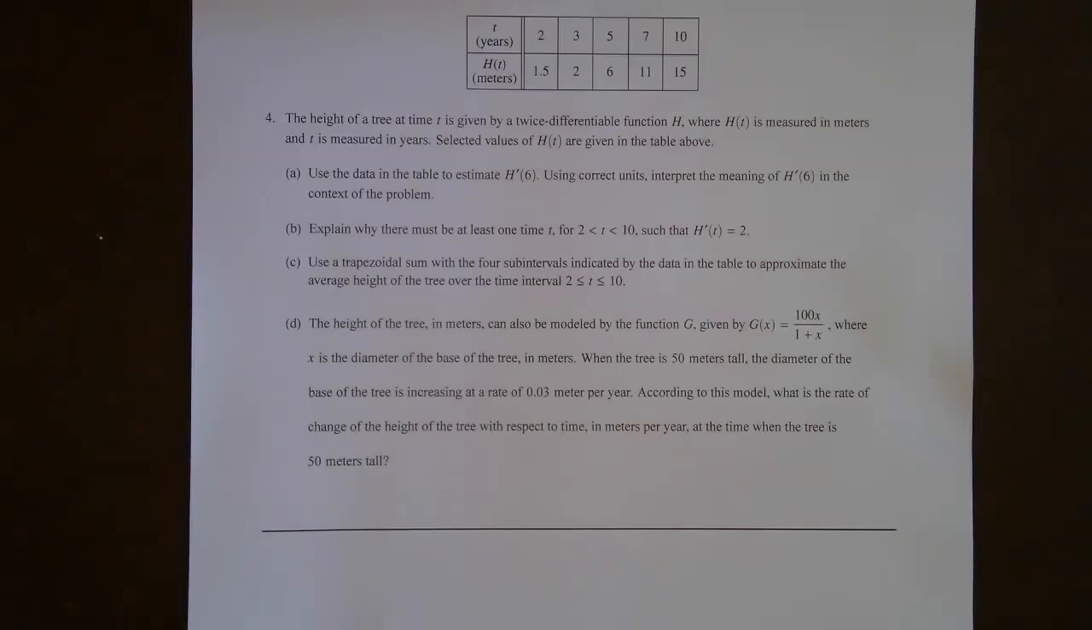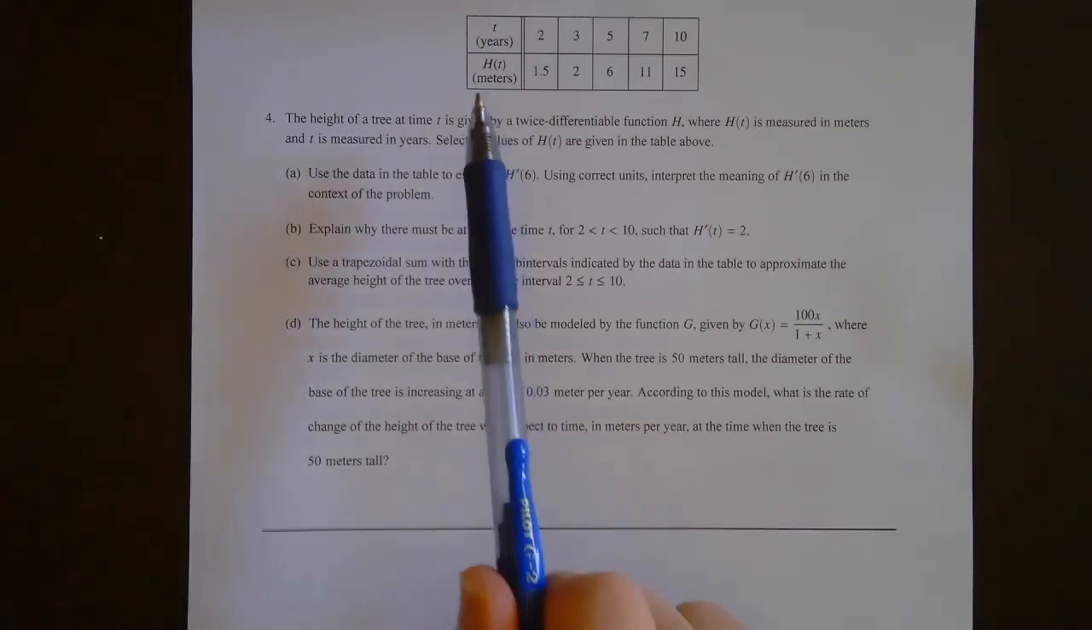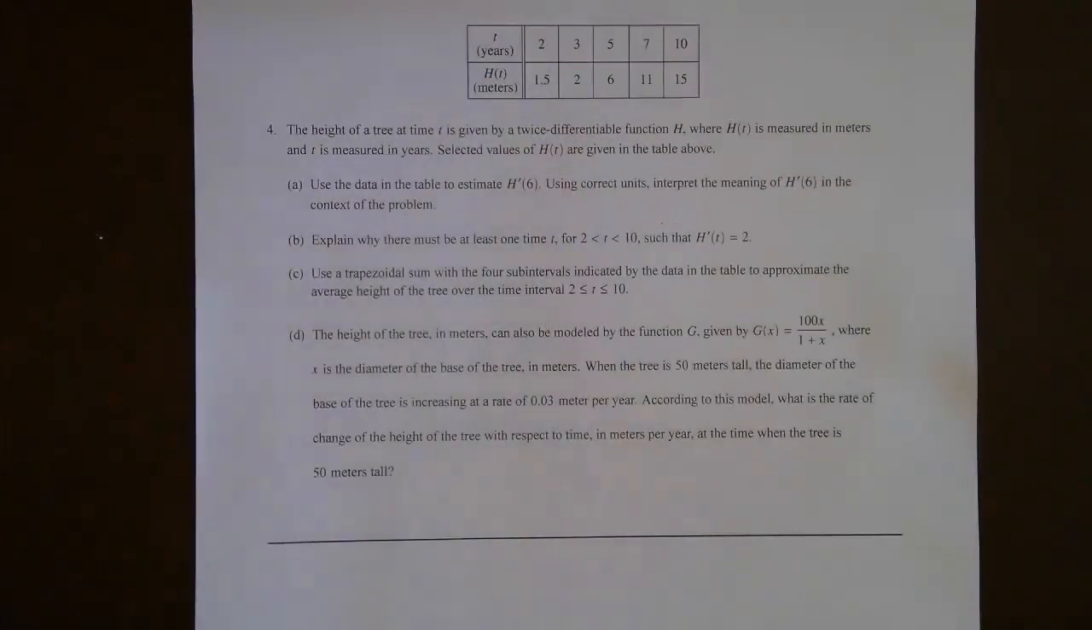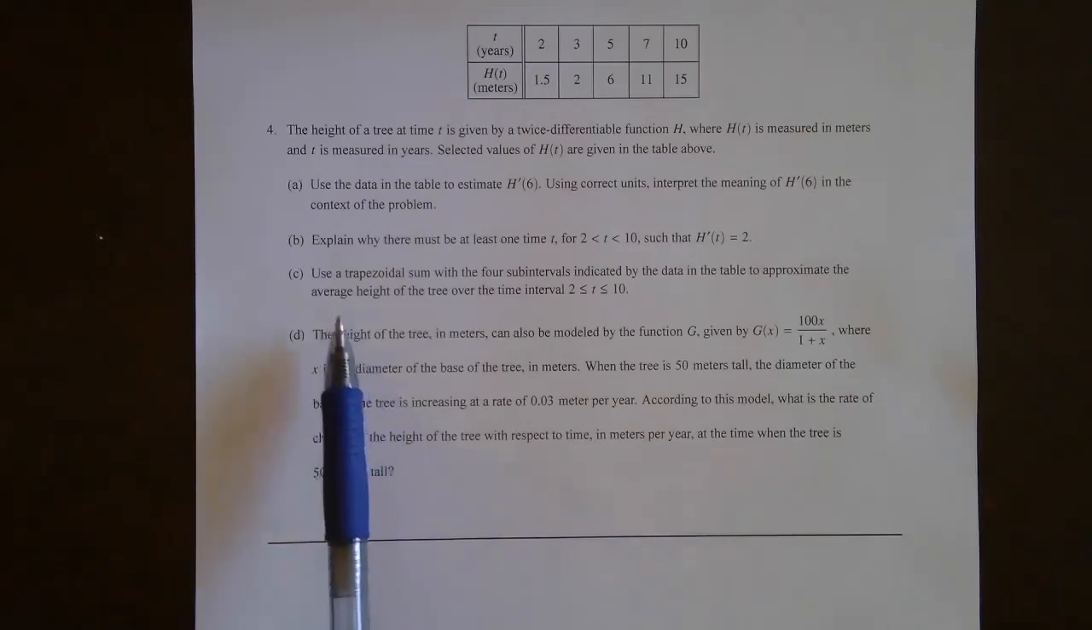For part C, it says use a trapezoidal sum with 4 subintervals indicated by the data in the table to approximate the average height of the tree over the time interval 2 ≤ t ≤ 10. Okay, so we want the average height. Now, what if we just do the trapezoidal sum? Then you would be multiplying heights times years, so you'd get meter-years as your units. So we need to divide by the time unit also to get back to meters, because we're asking for the average height, and the units would have to be meters. So this is the average value of a function, and we're going to do that next.